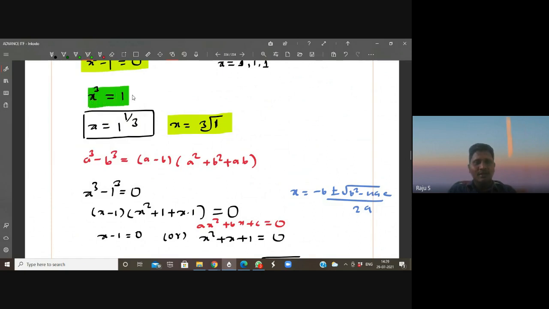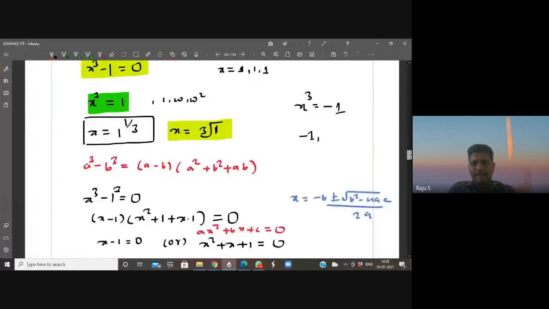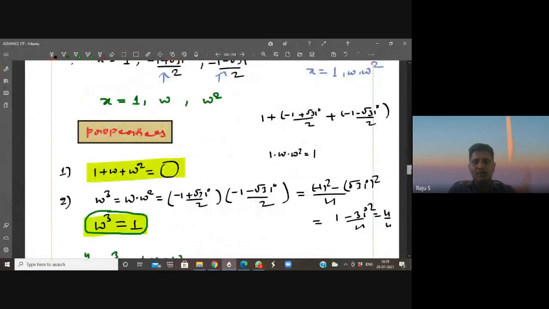The roots of x cube is equal to 1 are 1, omega, omega square. When I take x cube is equal to minus 1, in that minus case, the roots are 1, (root 3 i minus 1) by 2, and (root 3 i plus 1) by 2. We will get minus 1, omega and omega square, or minus omega square.